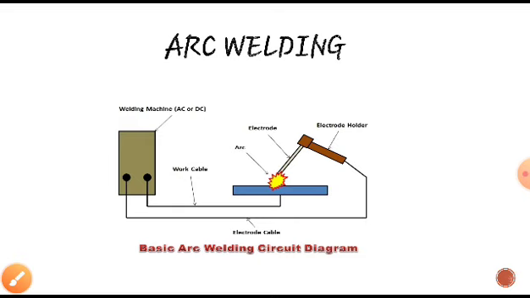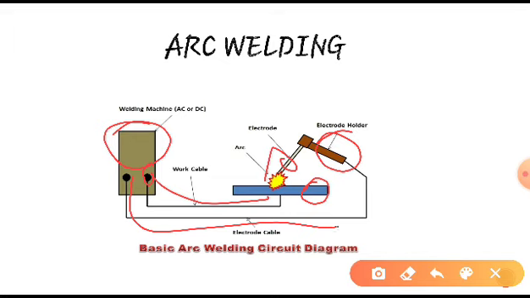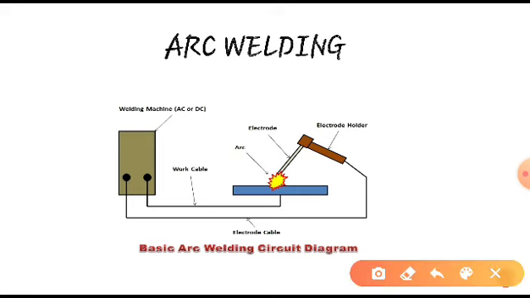This is a diagram for arc welding. The components are electrode holder, electrode, workpiece, and this is a welding machine. One terminal of the welding machine is connected to the workpiece, the other is connected to the electrode holder, and the arc is created over here due to the current flow.